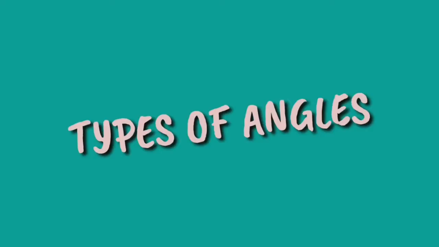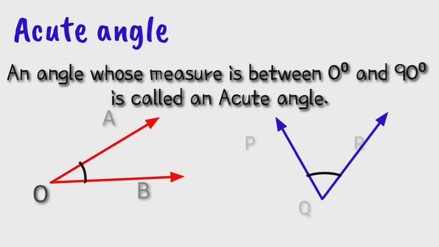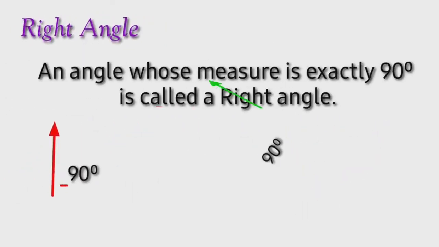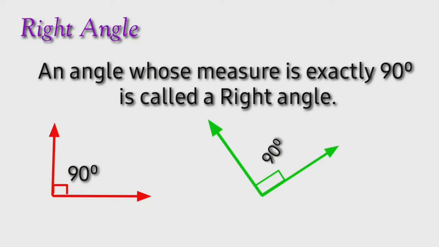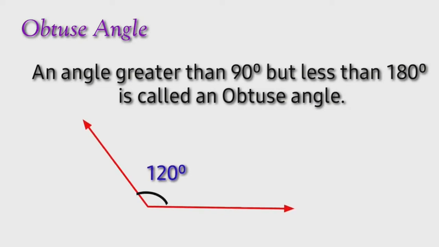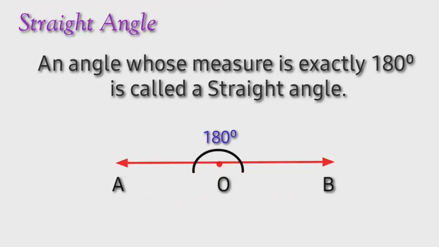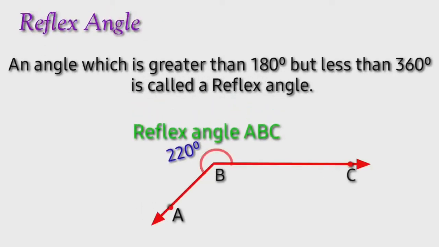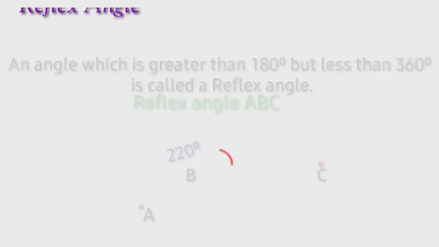Now let's see different types of angles. First, acute angle. Right angle. Obtuse angle. Straight angle and reflex angle. You have studied all these types of angles in lower classes, isn't it?